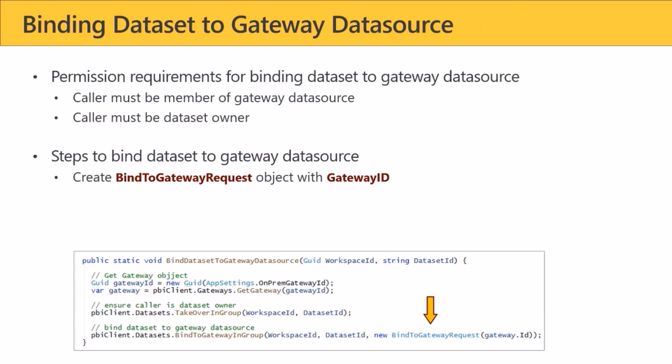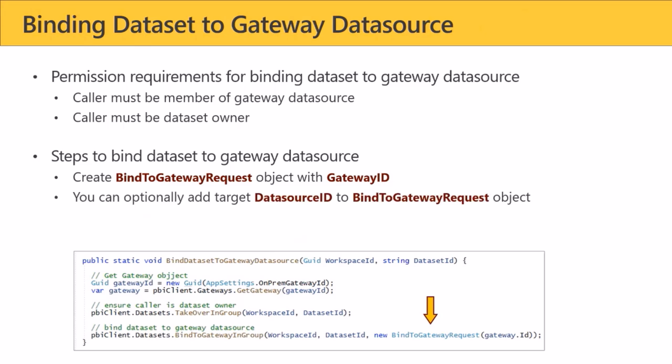Now, when you create this, you always have to pass the gateway ID. And the idea is when it looks at the gateway and it looks at your data source and sees whether there is going to be a match between what you're trying to get and what's there, it'll automatically bind you. So you don't have to pass data source IDs. Once again, it will find the match automatically. But if there's ambiguity, you had multiple data sources that had the same path, you're able to pass the data source ID when you create the bind to gateway request.